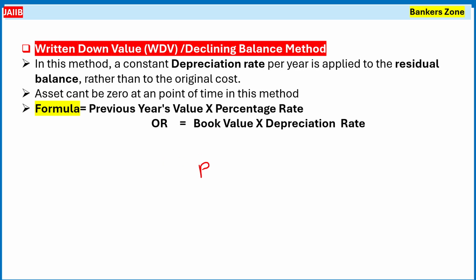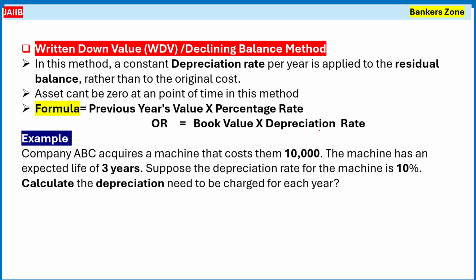See, previous year's value multiplied by a percentage gives you the written down value or depreciation. Very simple. What is depreciation? Simply the previous year's value multiplied by some percentage. What is the percentage? The depreciation rate. Or we can simply say the book value multiplied by the depreciation rate gives us the written down value. Okay, through an example you will get a better idea.